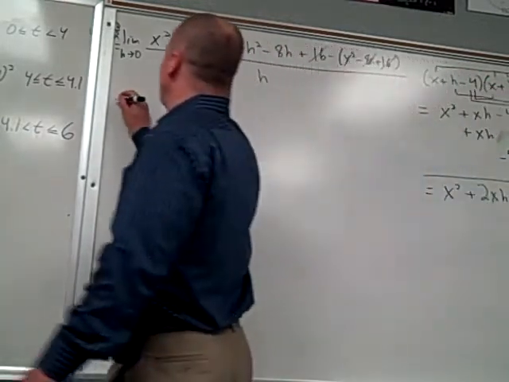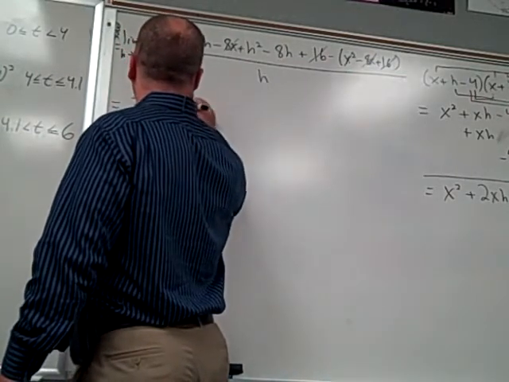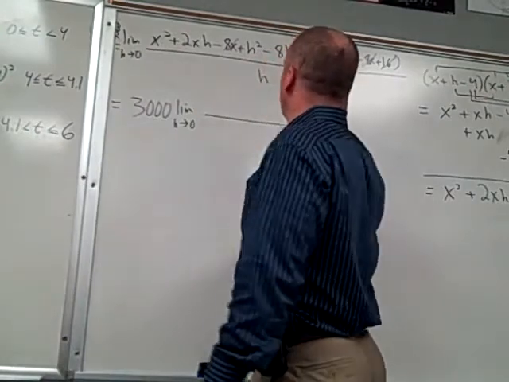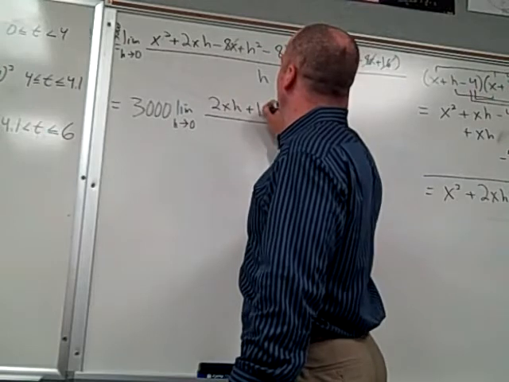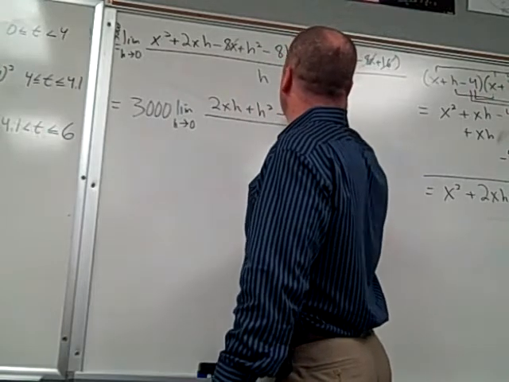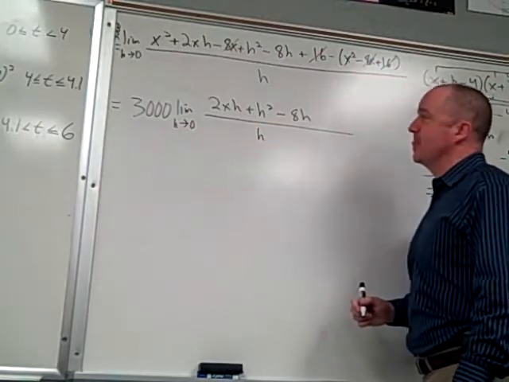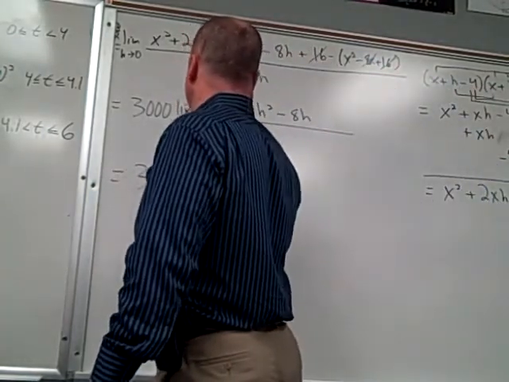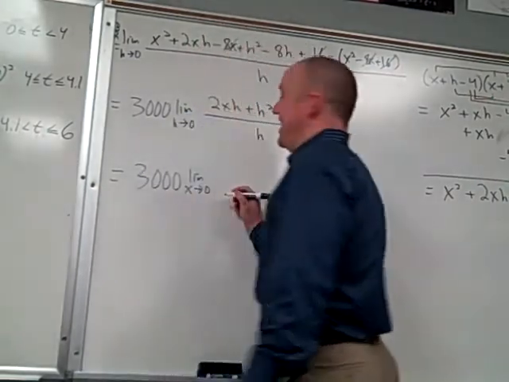Okay. Now let's see if I can write this part correctly. Limit, h approaches 0. What's left on the top is 2xh plus h squared minus 8h, over h. Is that right? Yeah. And now we factor it all out. We're not letting the dog off the leash yet, because otherwise it'll do damage.